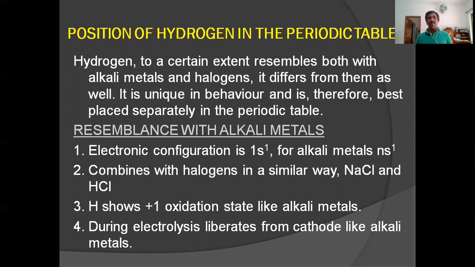Now we can see the resemblances with alkali metals. Hydrogen has a lot of similarities with alkali metals. Some are pointed out here. What is the first one? Electronic configuration is 1s1 for hydrogen, and for alkali metals ns1. Lithium, 2s1. Sodium, 3s1. The outer electronic configuration is the same: 1s1 for hydrogen, and for alkali metals ns1.